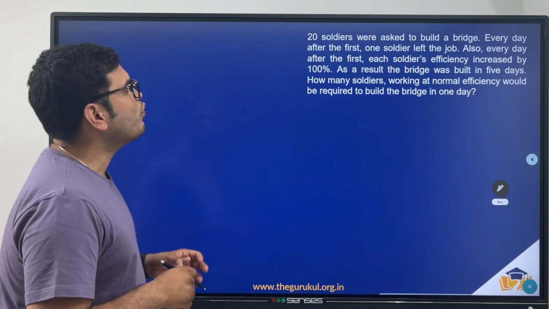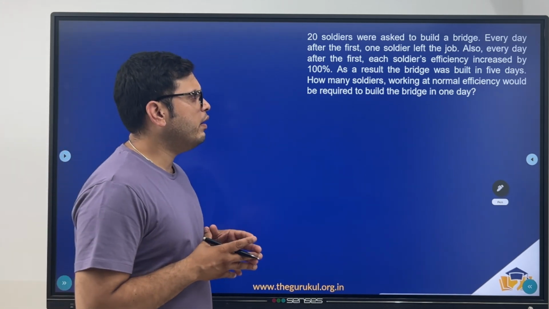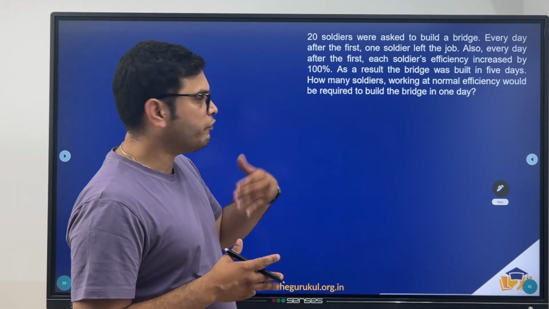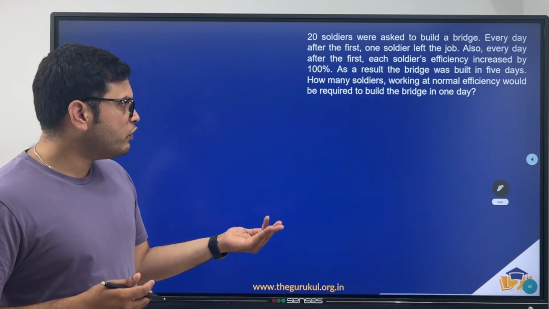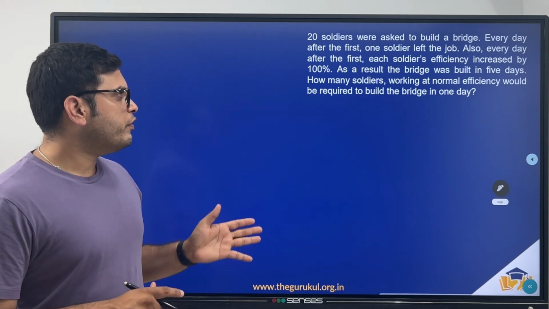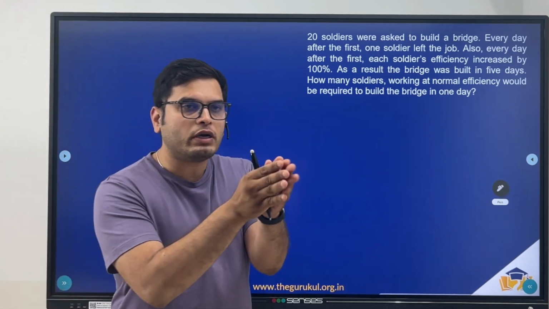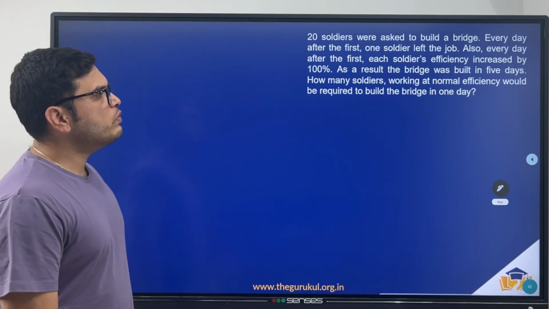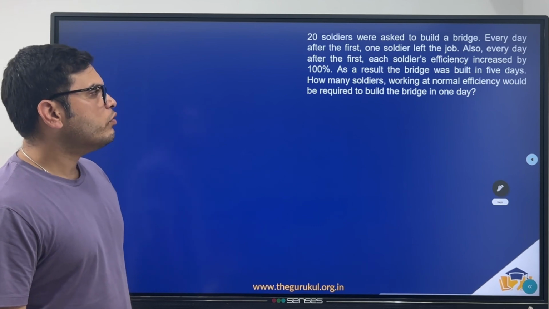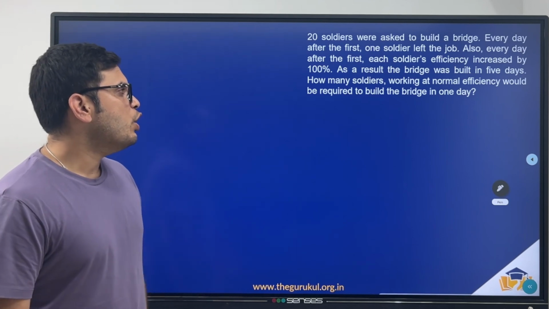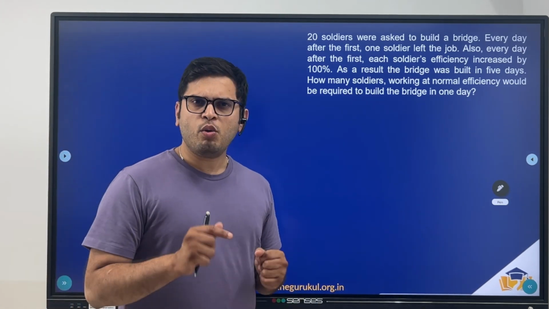Now coming to the fourth question. 20 soldiers were asked to build a bridge. Every day after the first, one soldier left the job. Also, every day after the first, each soldier's efficiency increased by 100%. So efficiency got doubled. As a result, the bridge was built in 5 days. How many soldiers working at normal efficiency would be required to build the bridge in 1 day?